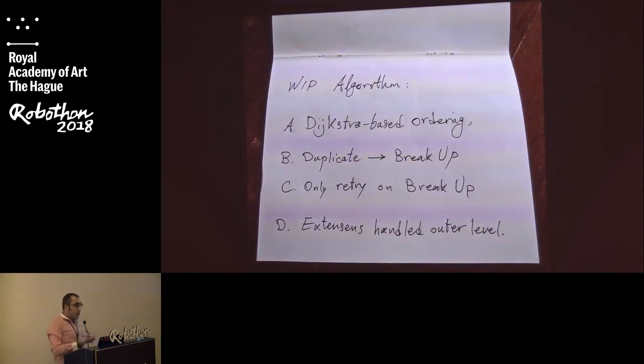Now, what I'm working on, I want to use a Dijkstra-based ordering, which is very good at encoding things with a shorter leash first, so there's a lower chance of overflow. And then to resolve the overflow, I first duplicate the object. If that doesn't work, I break them up. However, I only have to retry from scratch if I broke up. I'm able to implement duplication without restarting. I just duplicate the object and continue the process.